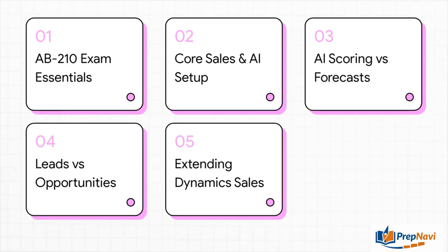Okay, let's dive into this. Here is our roadmap for today. First, AB-210 exam essentials. Then, core sales and AI setup. Third, AI scoring versus traditional forecasts. Fourth, leads versus opportunity management. And finally, number 5, extending Dynamics 365 sales. Let's get right to it.